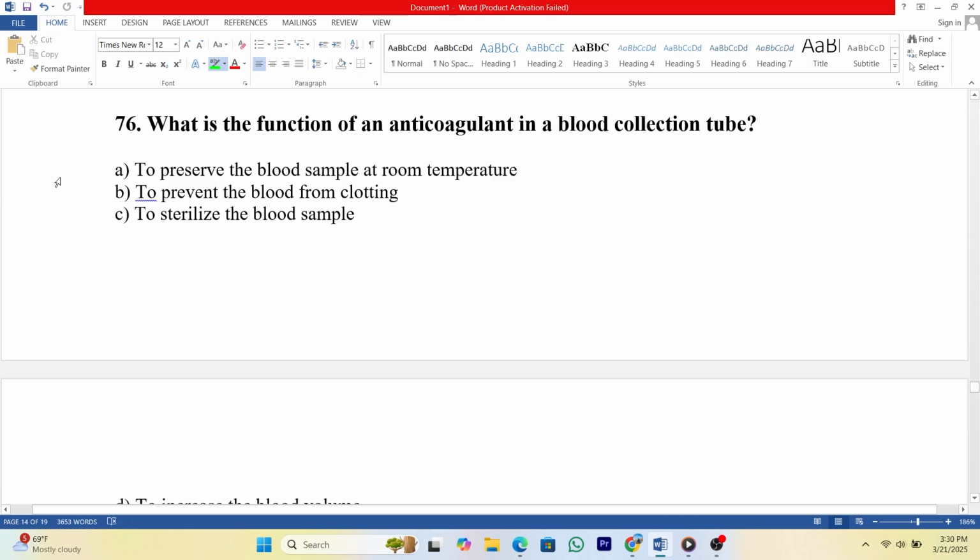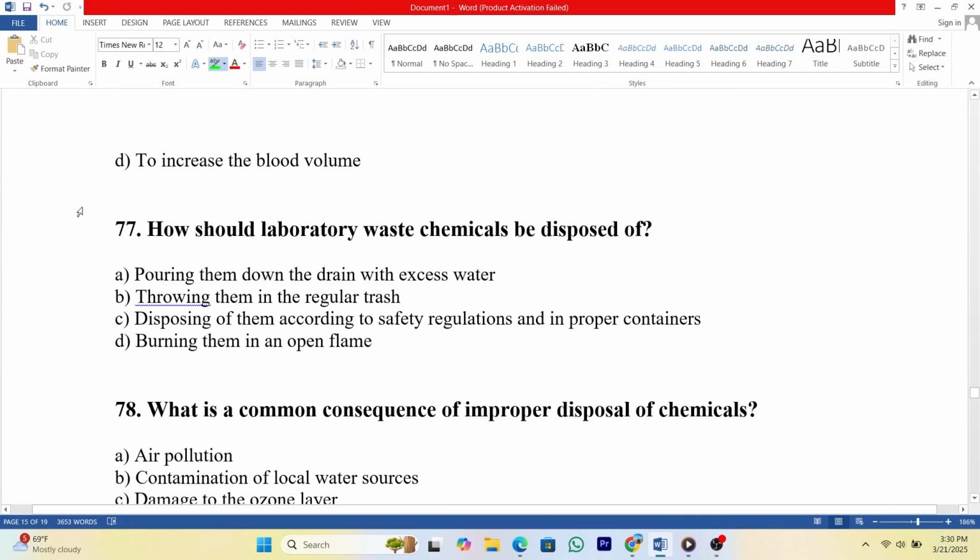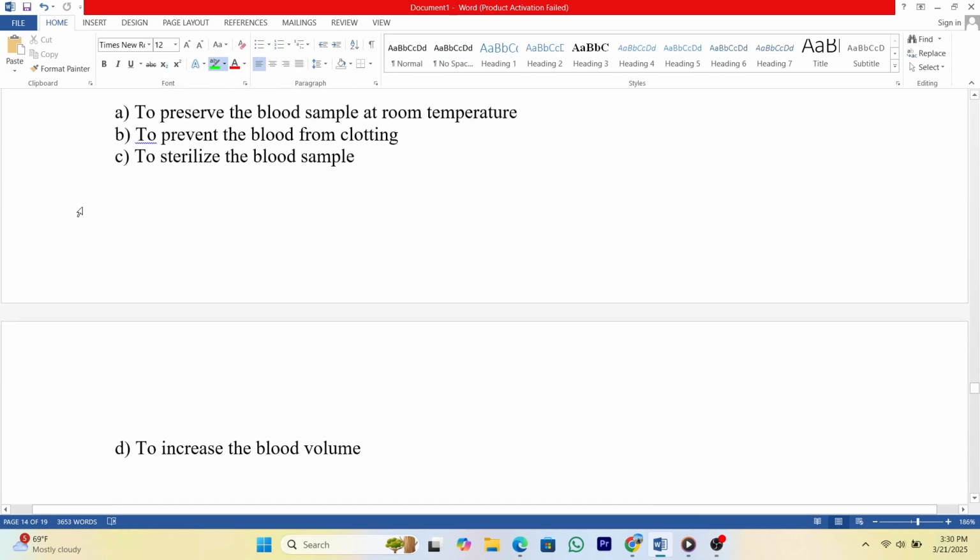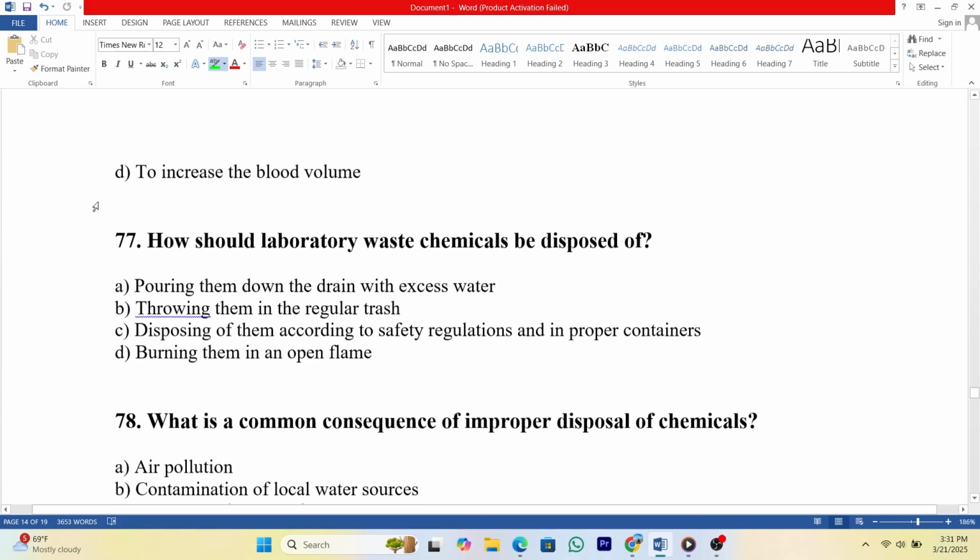76. What is the function of an anticoagulant in a blood collection tube? A. To preserve the blood sample at room temperature. B. To prevent the blood from clotting. C. To sterilize the blood sample. D. To increase the blood volume. Answer: B. To prevent the blood from clotting.